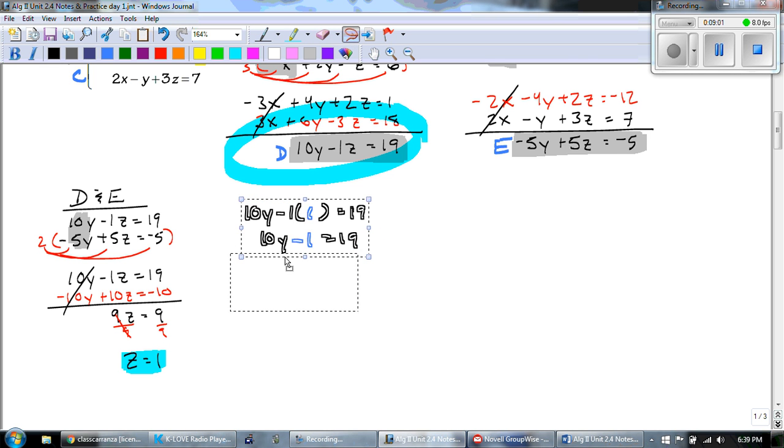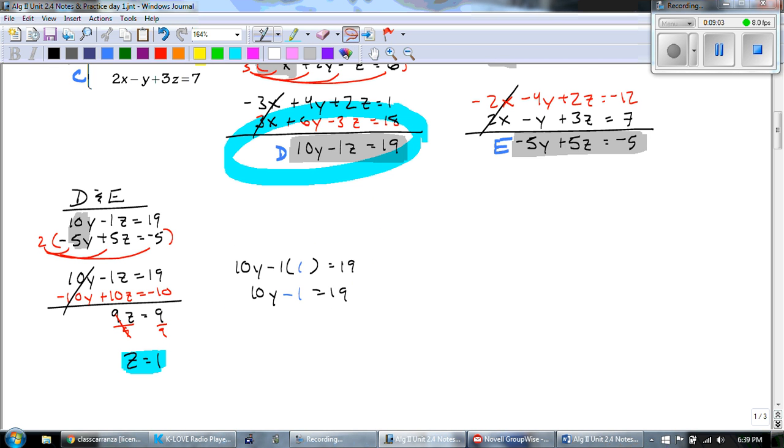I'll move all this down here so you can see how everything kind of lines up. We're going to add 1 to both sides. And I get 10y equals 20. And when we divide by 10, we get that y equals 2. Okay, so I have z, I have y, but I still need x.